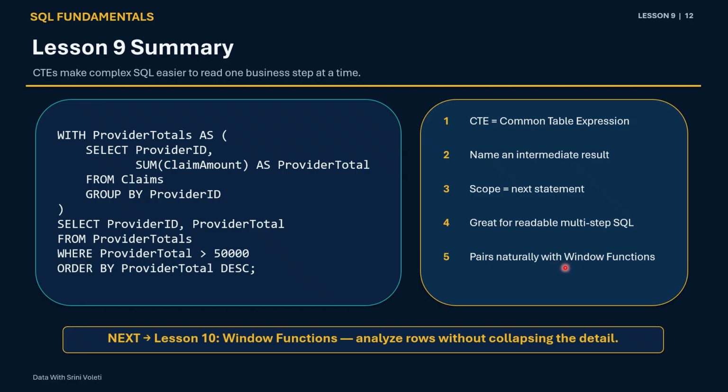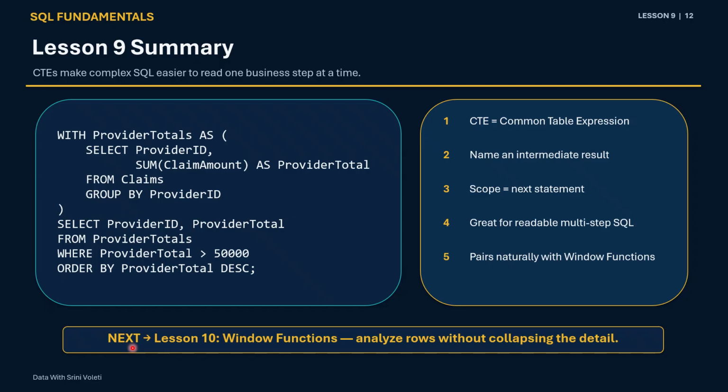And number 6, our bridge forward. CTEs pair naturally with window functions. The mental model I want you to leave with is: subquery, nest a query where another query needs it. View, save reusable query logic as a database object. CTE, name and organize intermediate logic inside a statement. Window function, analyze rows while retaining the detail needed for analytics. That gives us a much broader SQL toolbox.